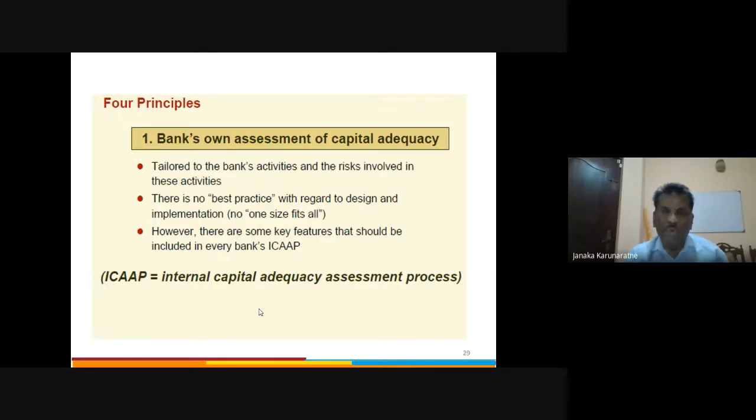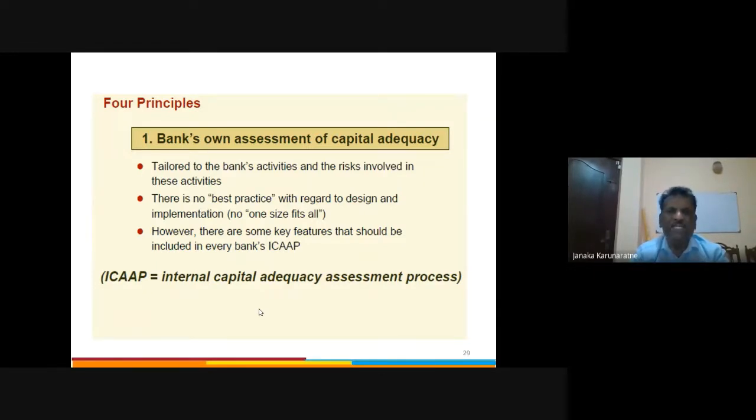So if you take two banks, it is not the same. There is no defined way which says how you assess. It's your own way. The methodology followed in bank A may not be ideal for bank B. So you, as the bank, need to look at your risk and decide whether you are comfortable. So that's why no one size fits all. It's a tailor-made process.